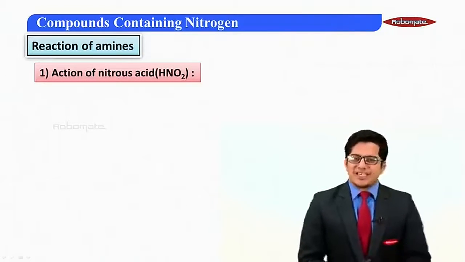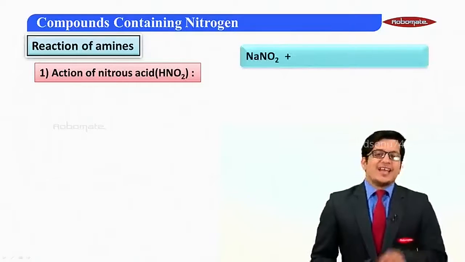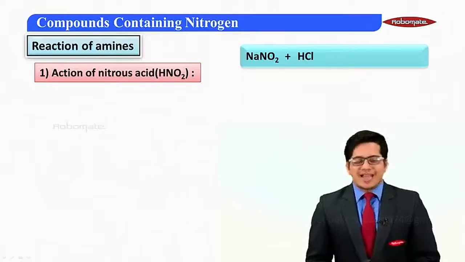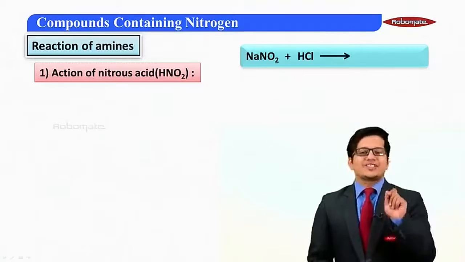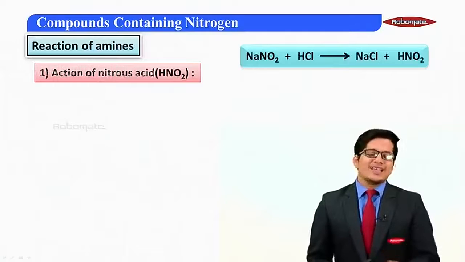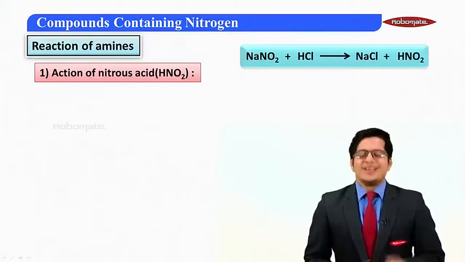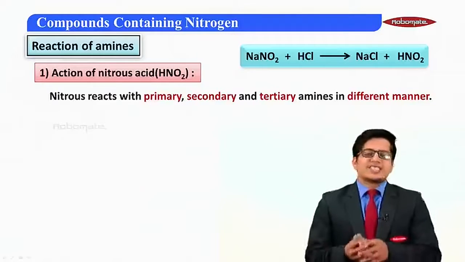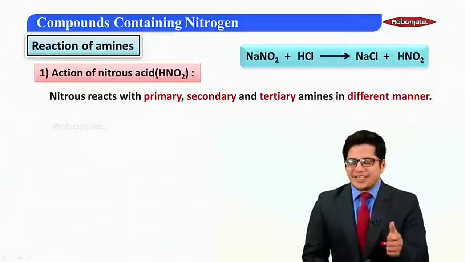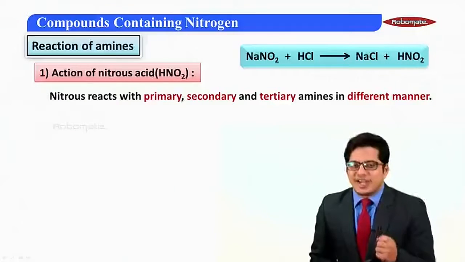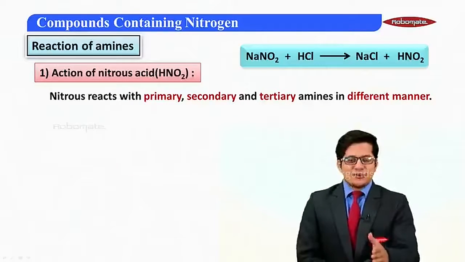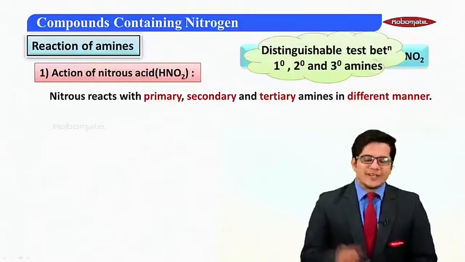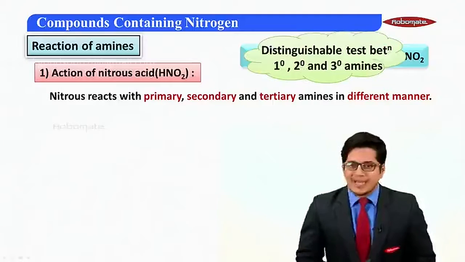The very first point we need to know here is that HNO2 is prepared by a reaction between NaNO2 and HCl, which gives HNO2 and NaCl. So now let's start with our reaction. Nitrous acid reacts differently with primary, secondary and tertiary amines, and if this is true, obviously it can be used as a distinguishing test between primary, secondary and tertiary amines.